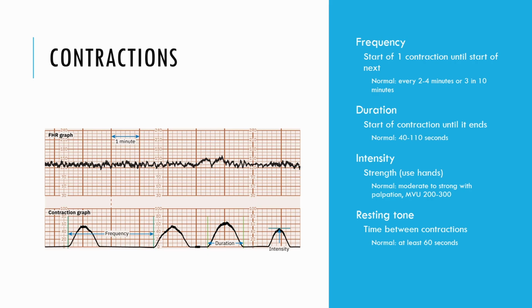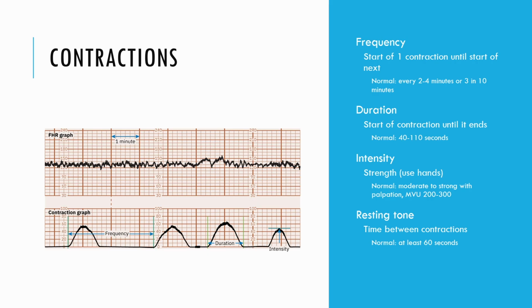So we can measure that by looking at the start of one contraction and seeing how long of a time it lasts until the next contraction starts. Okay, so from the start of one contraction until the start of the next. A normal frequency pattern is she's contracting every 2 to 4 minutes. Roughly, that would equate to 3 contractions in 10 minutes.